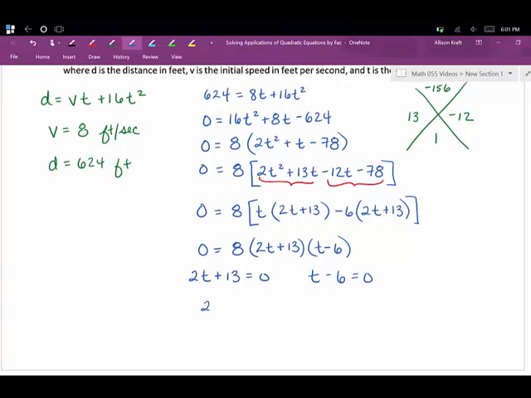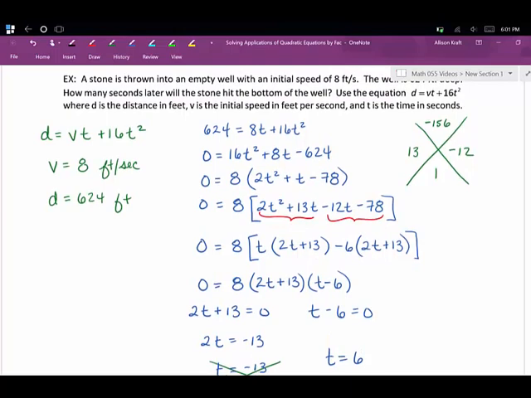Solving for t, we'll subtract 13 and then divide by 2. I get t to be negative 13 over 2. And our other solution will have t equals 6. We want to make sure that our answer makes sense for the context of our application. T represents time. We don't ever talk about time in terms of a negative number. Therefore, our solution of negative 13 halves is thrown out as an extraneous solution.